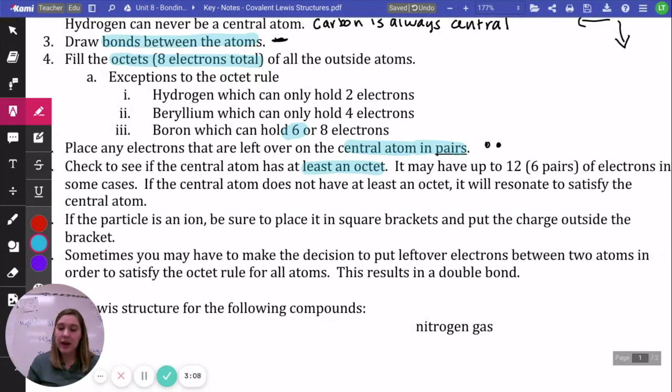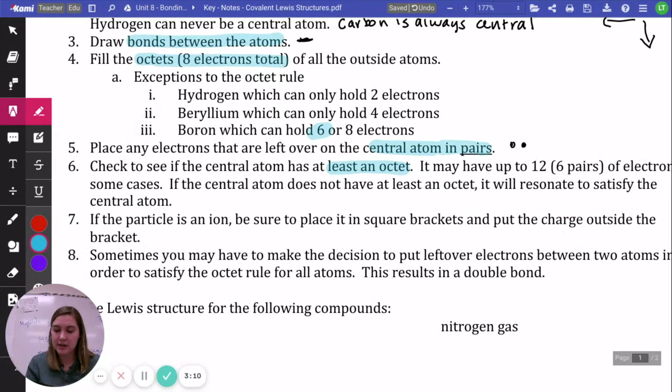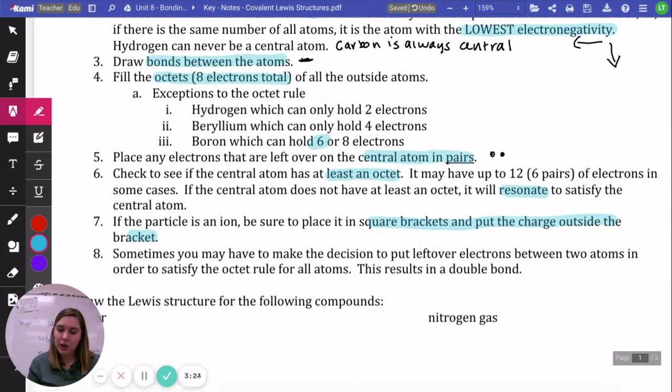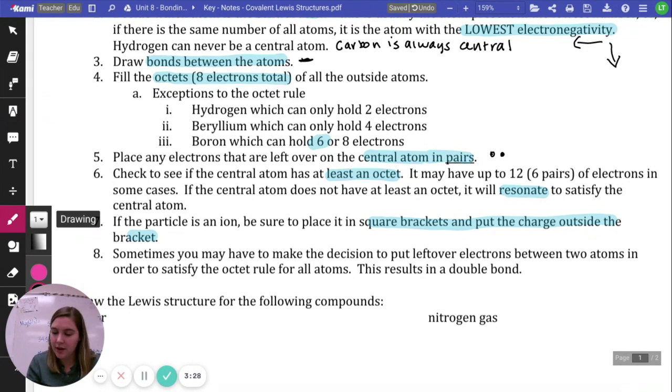If it does not have an octet, it will resonate to satisfy the central atom. If the particle is an ion, be sure to place it in square brackets and put the charge outside the bracket. And so sometimes also if our central atom doesn't have enough, we have to create a double or a triple bond. So if our central atom doesn't have enough, we create a double or triple bond where they share more electrons than we started with.